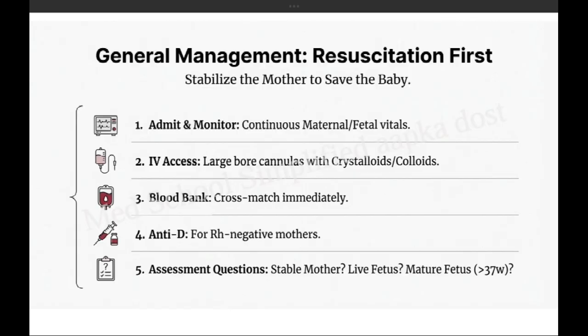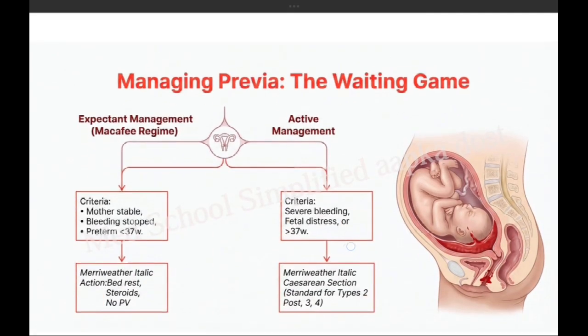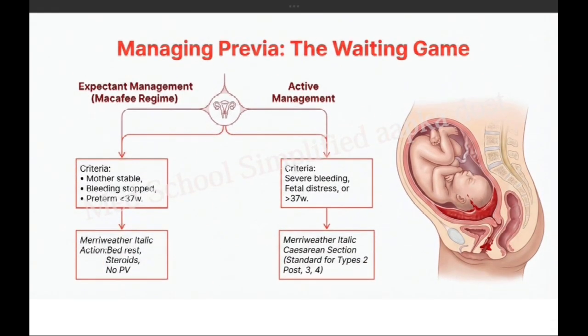Then assessment questions: is the mother stable or not, is the fetus live or not, how mature is the fetus, more than 37 weeks or not. So we have to assess this first. Okay. Then we will manage the previa, the waiting game. We have two, that is expectant management, that is the McAfee regime, and the active management. In the McAfee regime, the criteria we follow is the mother should be stable, bleeding should have stopped, preterm less than 37 weeks. Okay, then we are doing the bed rest, steroids, and no PV.